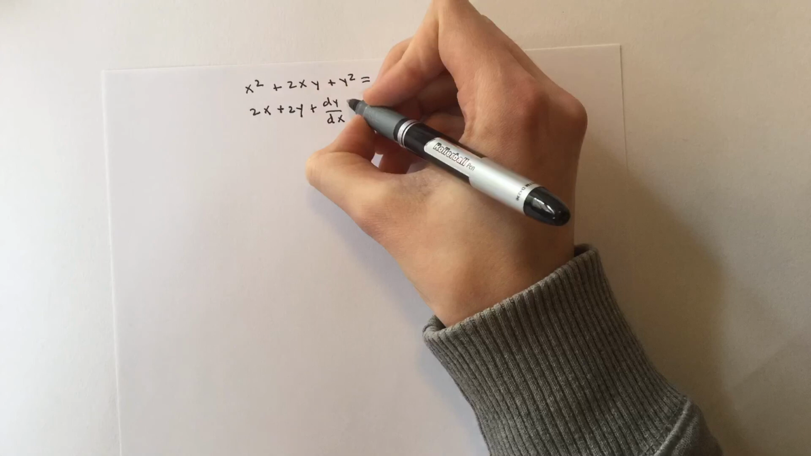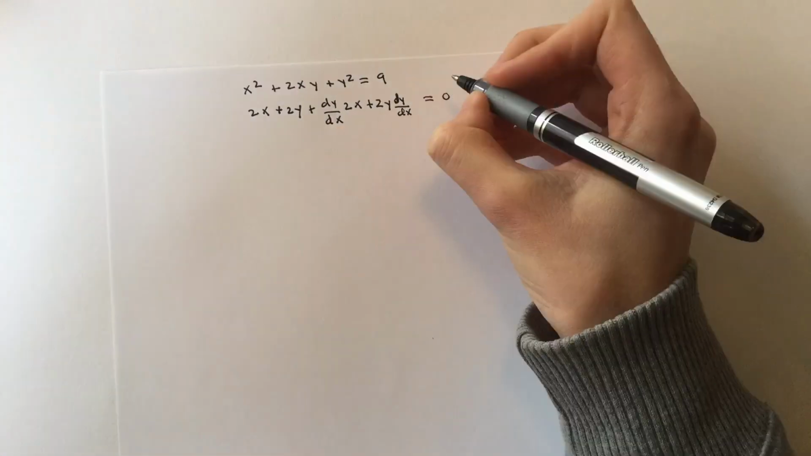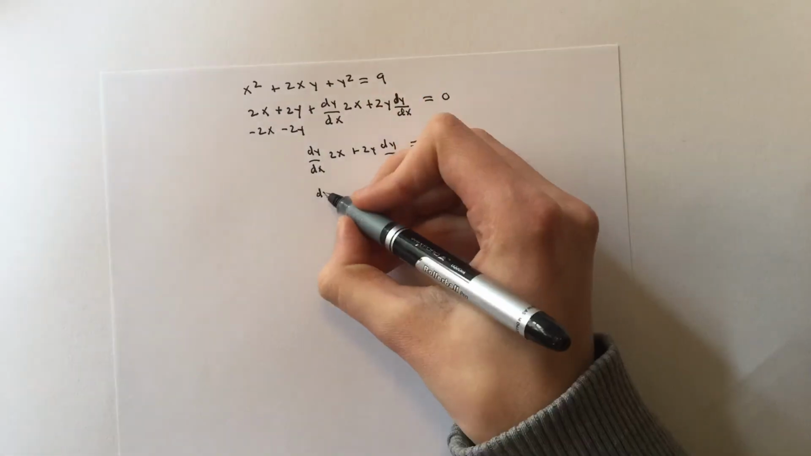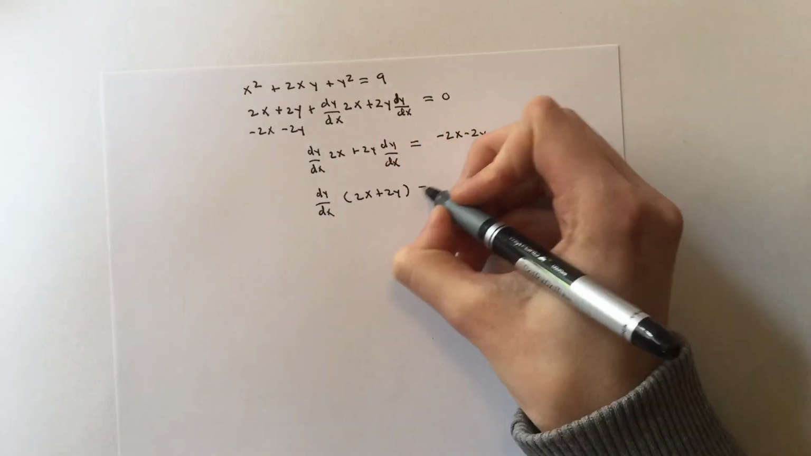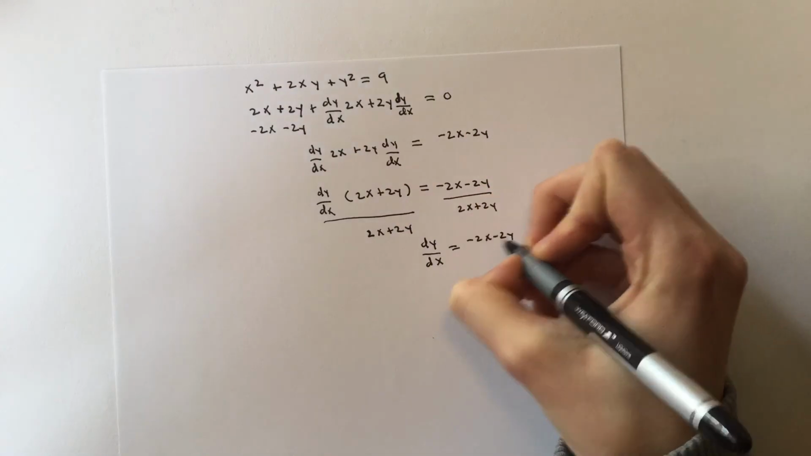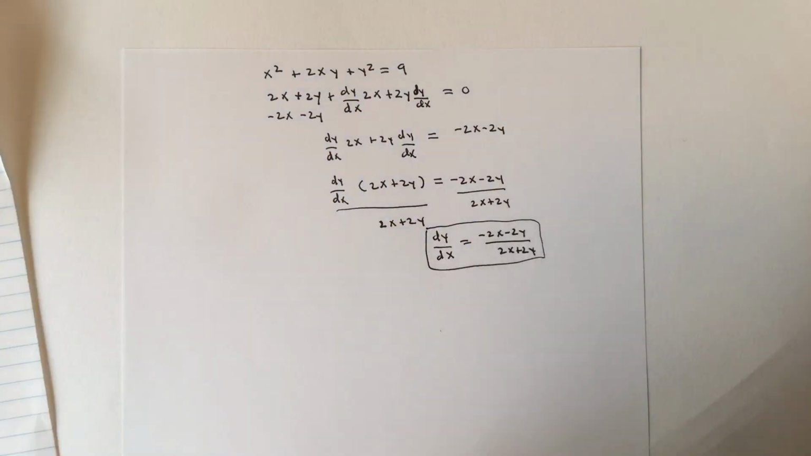And then lastly, we have a y squared. So we add a 2y times dy/dx. Don't forget that dy/dx is very important. Equals 0. And then like I said before, we want to isolate that dy/dx. So first thing she does, she subtracts 2x and 2y onto the other side, and then you can factor out the dy/dx so that we can divide the whole thing by 2x plus 2y. And our final answer is dy/dx equals negative 2x minus 2y over 2x plus 2y. And that's our answer.